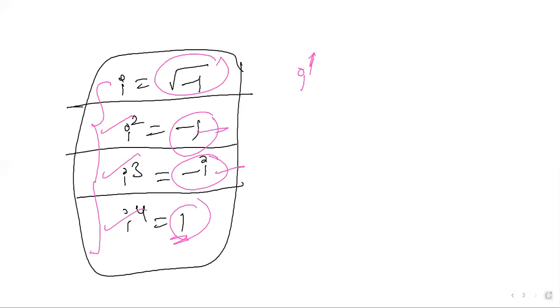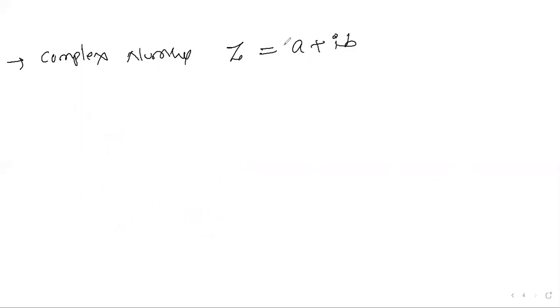Now let us go for a brief introduction. Complex number. The notation is Z. The complex number is in the form of A plus iB. Some people write Z is equal to A plus iB, and some write Z is equal to A comma B. Both are correct only. Complex number A comma B.